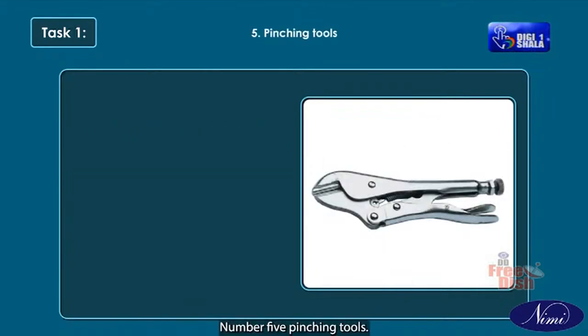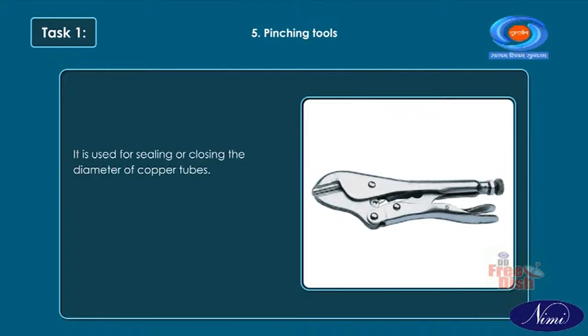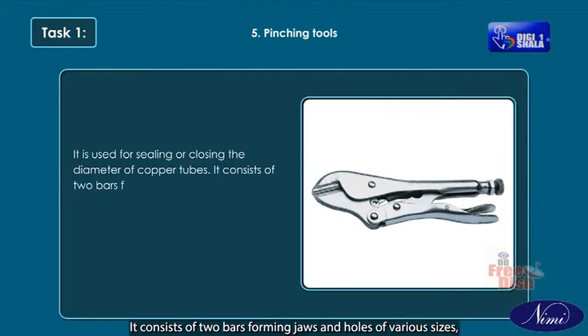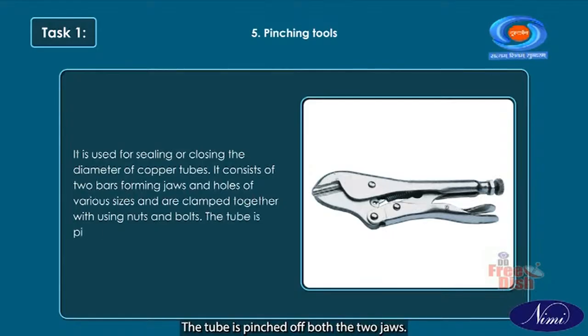Number 5. Pinching tools. It is used for sealing or closing the diameter of copper tubes. It consists of two bars forming jaws, with holes of various sizes, and they are clamped together using nuts and bolts. The tube is pinched off between the two jaws.